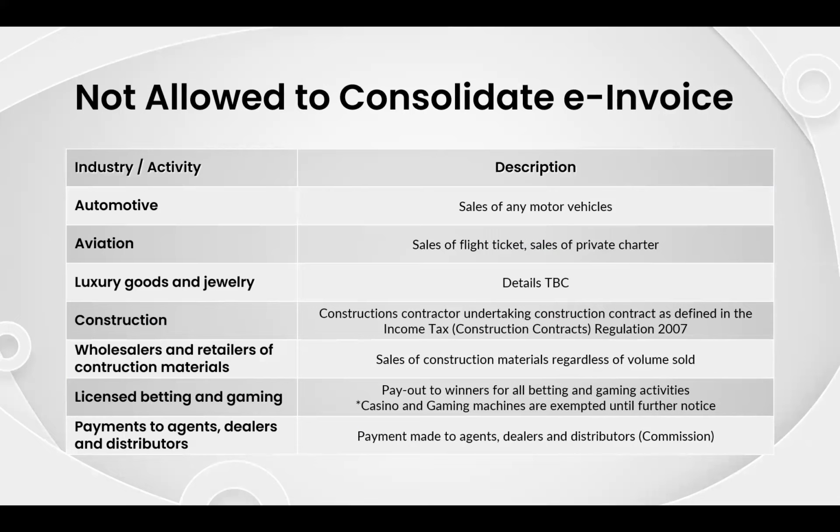This one is Genting, casino and gaming machines. Then paying to agents, dealers and distributors. Let's say you are paying your agents, dealers and distributors for commission. You cannot issue consolidated e-invoices. You need to issue standard e-invoices because IRB needs to know who they are, what their TIN number is, and what extra income they get. This one is requested by IRB.